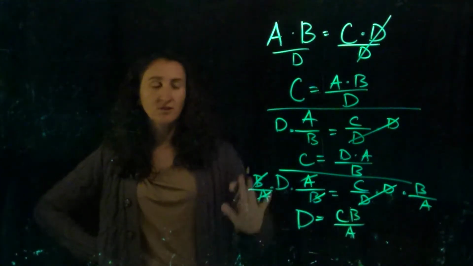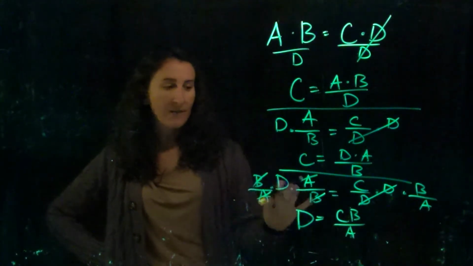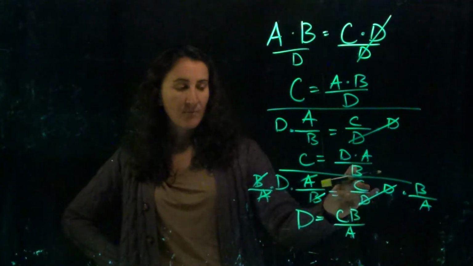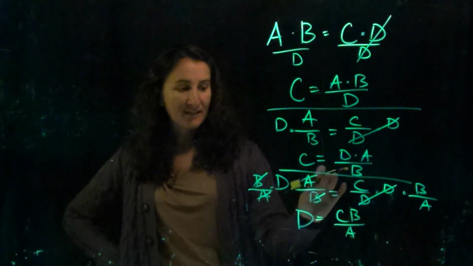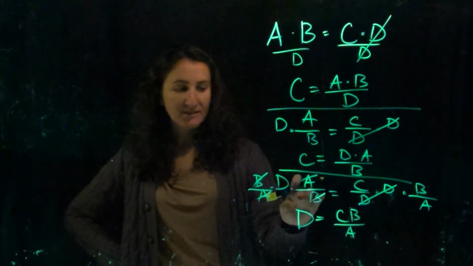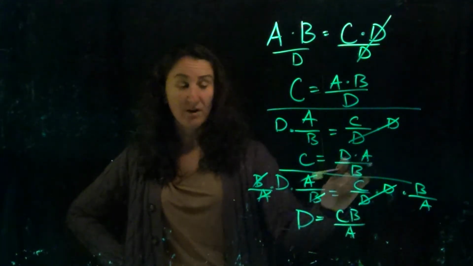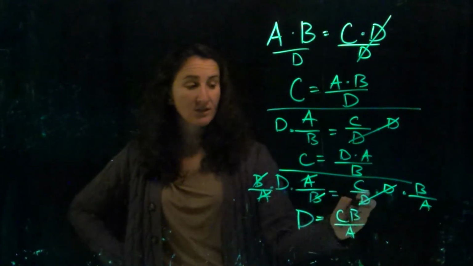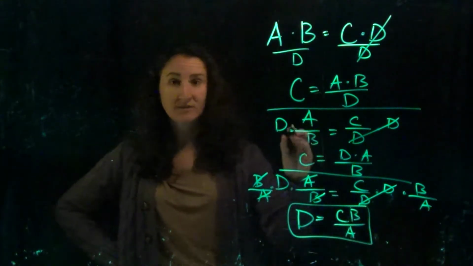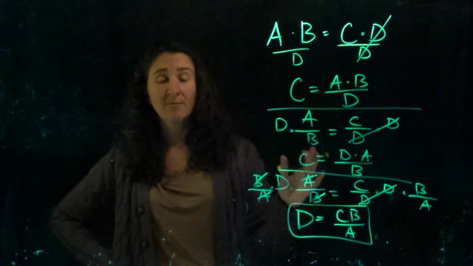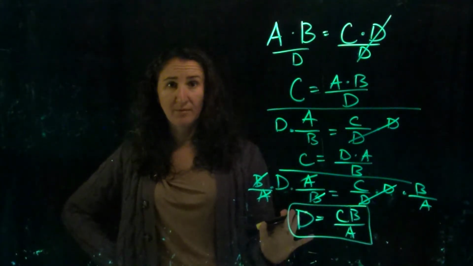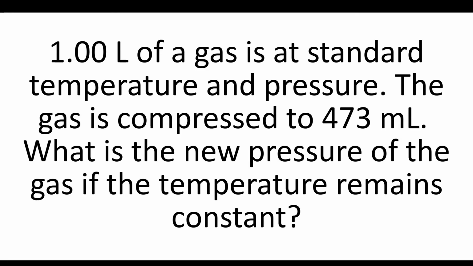Okay, make sure you know how to do it. Oftentimes I will see people divide by C, and you'll say A over CB equals D. No, that's 1 over D. Okay, so make sure you know how to do simple algebraic rearrangements before starting on any of these gas law problems. Problem number 1 states that we have 1 liter of a gas is at standard temperature and pressure.